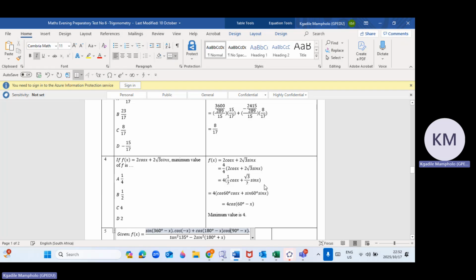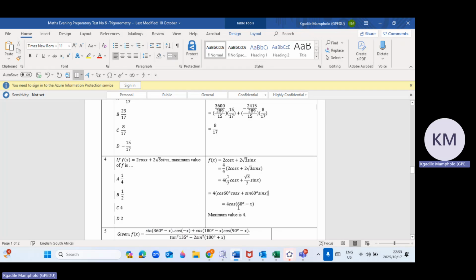So we know that cos 60 is half, and then sin 60 is root 3 over 2. So you can see that this is the format of the cos compound angle. So this will be 4 cos of 60 degrees minus x. Then you can see that now it's one trigonometric ratio. If it's one trigonometric ratio, then we'll say the maximum value is 4.